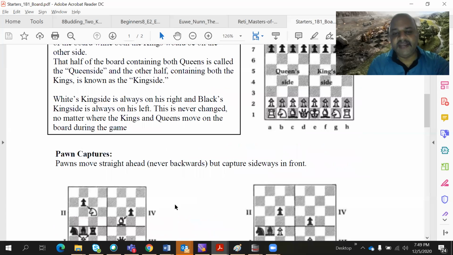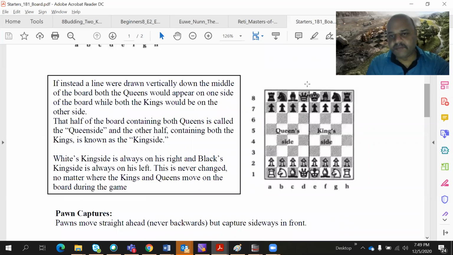And then if you divide it vertically into 2 halves, then we call, when you are on the white side, if you are looking at it from the white side, then the right side is the king side, because that is where the kings belong, and the left side is queen side. But it is with respect to the position of the kings and the queens. So from black side, if you are looking at it, then your left side will be king side, because king is there on the left side of you. And queen will be on the right side.